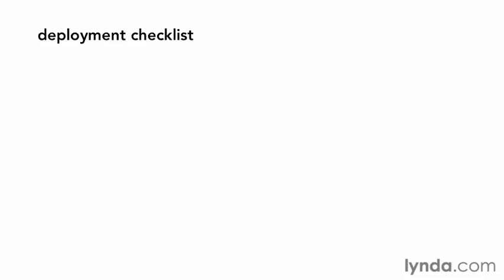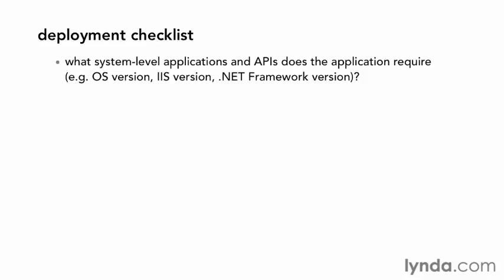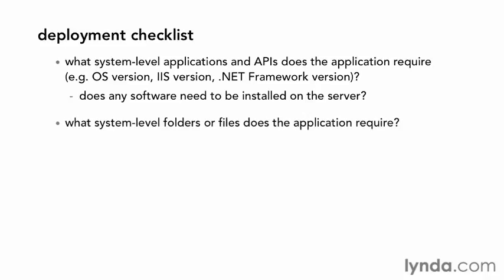Here's a list of questions you can ask to help discover the dependencies and tasks that your application deployment requires. First, what are the system-level applications and APIs that the application requires? For example, OS versions, IIS versions, or .NET Framework versions. Does any of this software need to be installed on the server? Second, what are the system-level folders or files that the application requires? Does the application depend on any specific folder path?